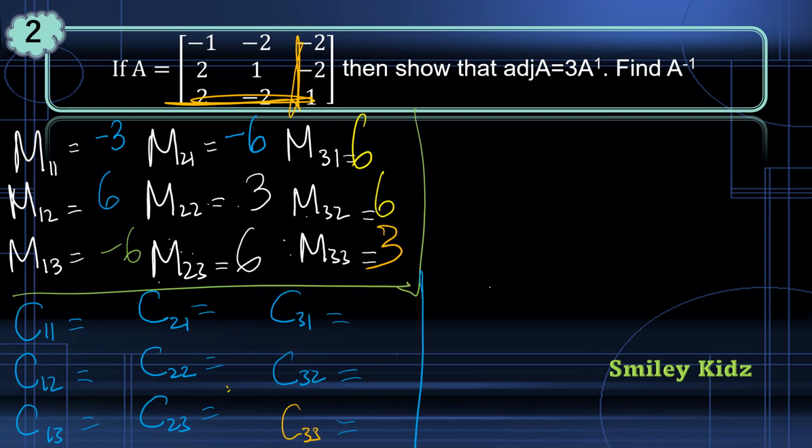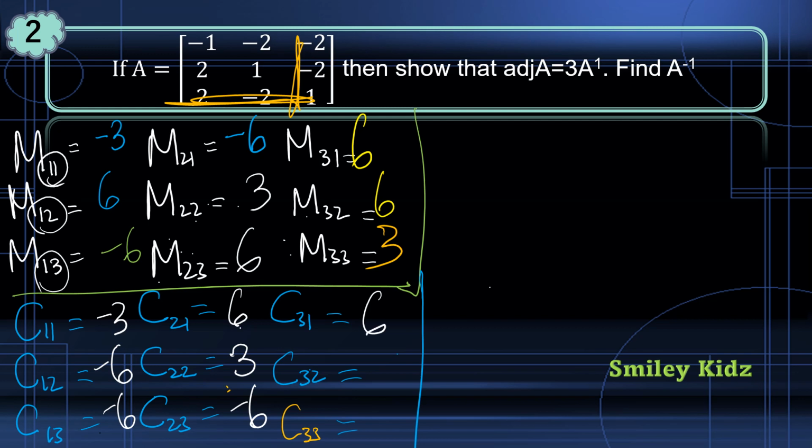Here we have the cofactors table. Now, 1 plus 1 is 2. It's gonna be the same, isn't it? So minus 3. This is minus 3. Then here we'll have minus 6, and here is gonna be minus 6 itself. And here it's gonna be 6, 3, minus 6. And this is gonna be 6, minus 6, 3. Alright, these are our cofactors.